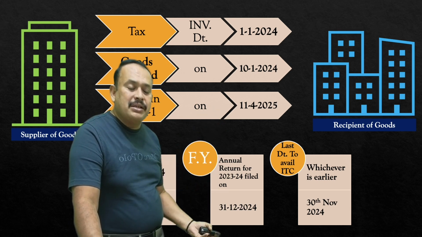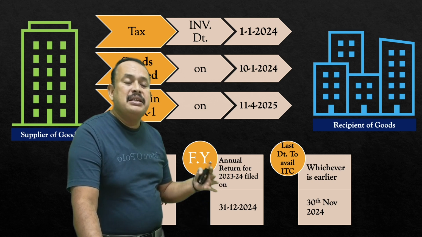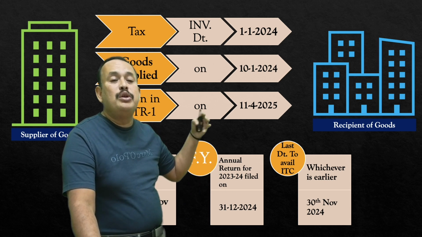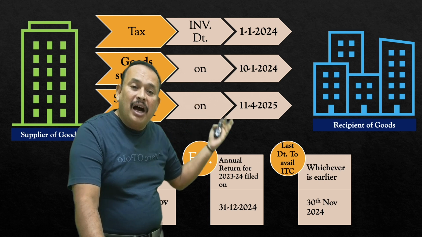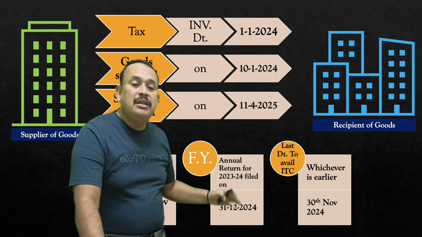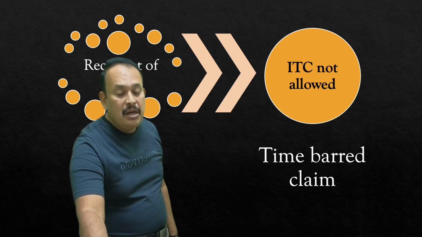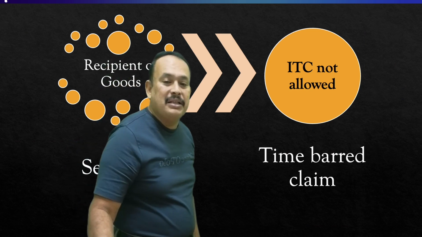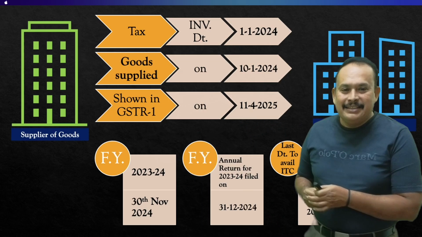As you are aware, the recipient can avail the ITC only strictly based on the GSTR 2B return. The GSTR 2B is available to him as an input tax credit in the year 2025, after the time period to avail the ITC. Therefore, it is a time-barred claim. ITC is not allowed to the recipient. As simple as this. Any doubt in the given case, my dear friends? Any doubt or no doubt?